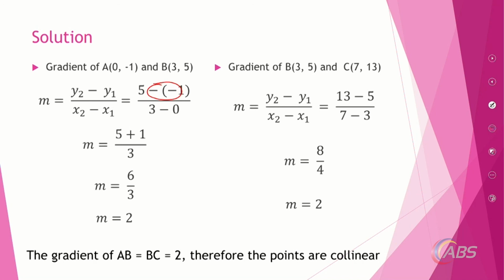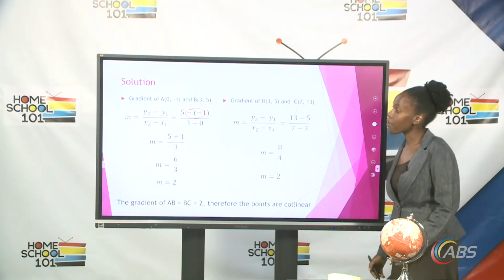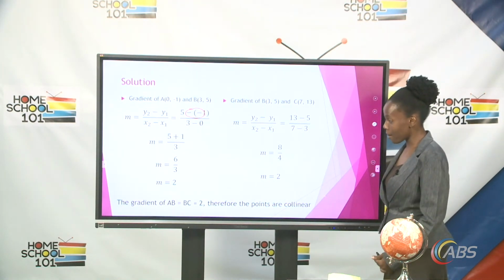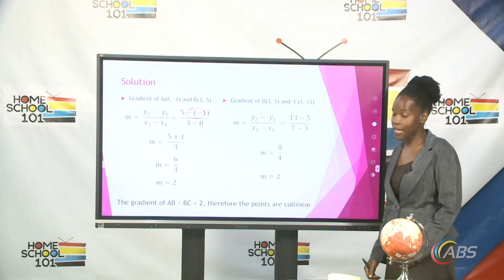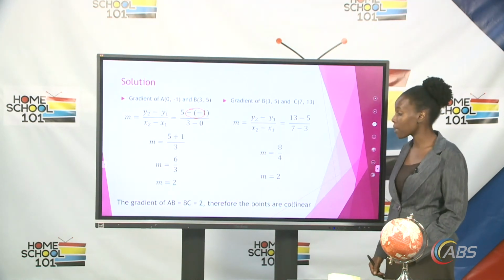Then on this side, we look at the other pair of points, B and C, and find the gradient using the same formula, y2 minus y1 divided by x2 minus x1. We substitute, and it becomes 13 minus 5 divided by 7 minus 3. This gives us 8 divided by 4, which gives us a value of 2. As we can see, irrespective of the pair of points that we use, we end up with the same gradient. Hence, we can say that the points are collinear and they lie on the same straight line.